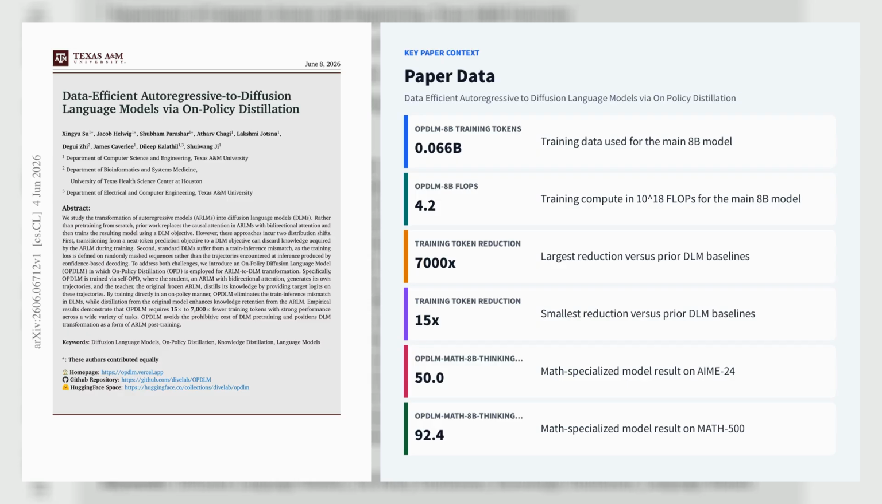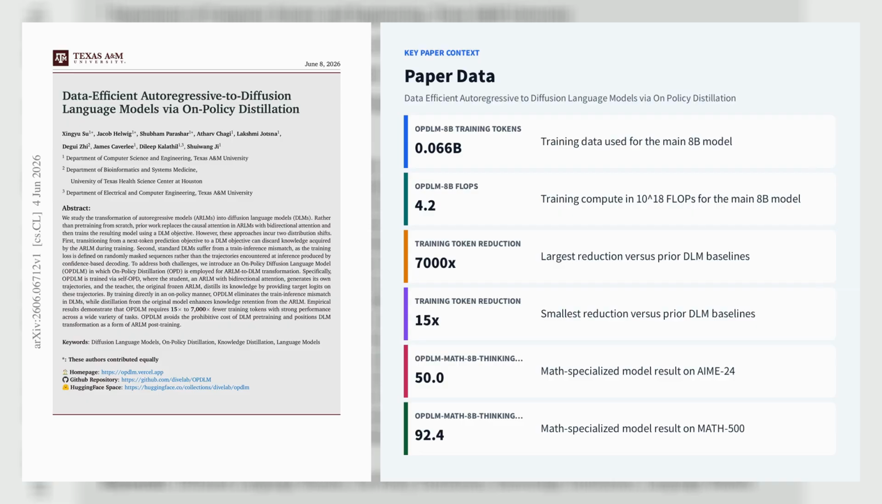Let's explore the first paper, Data-Efficient Autoregressive to Diffusion Language Models via On-Policy Distillation. This paper from Texas A&M University introduces OPDLM, a data-efficient way to convert autoregressive language models into masked diffusion language models without full diffusion pre-training. The key idea is on-policy distillation.